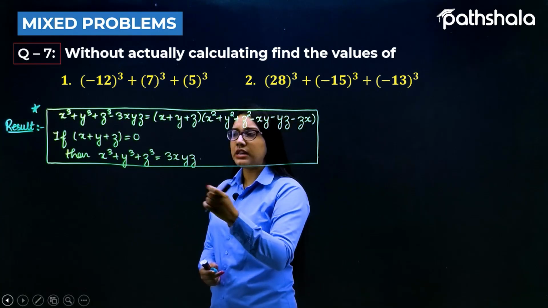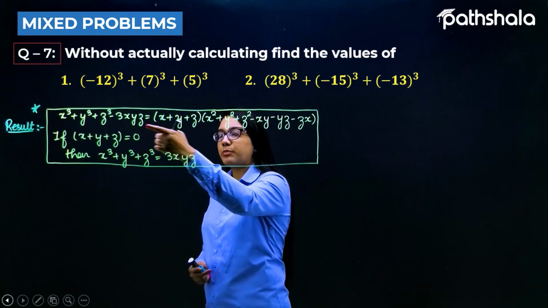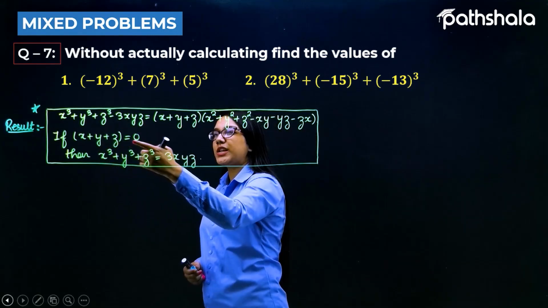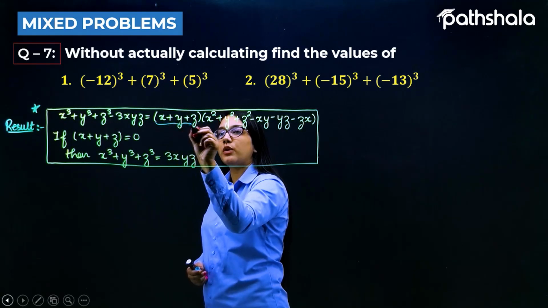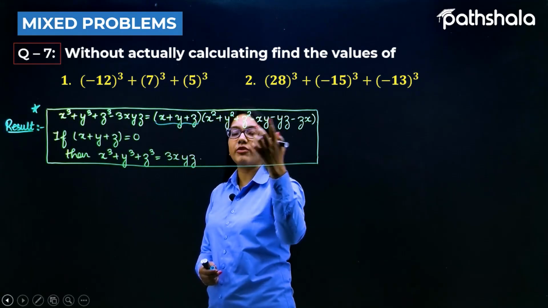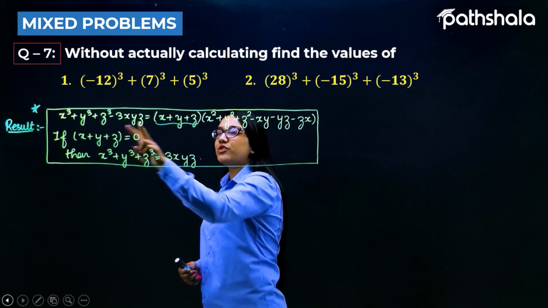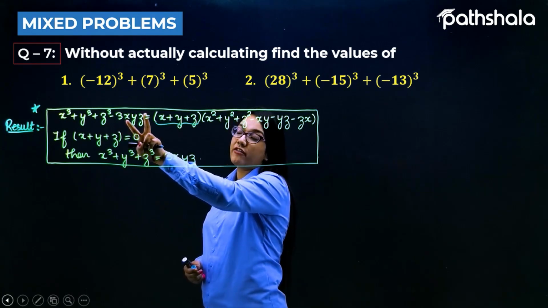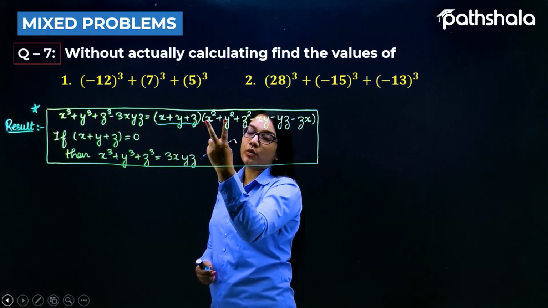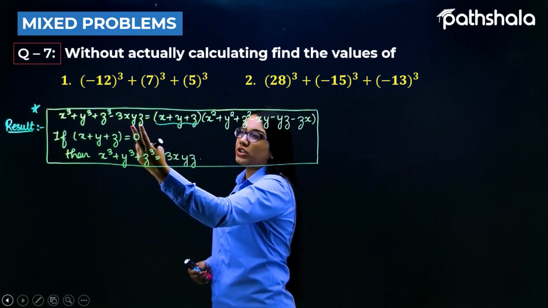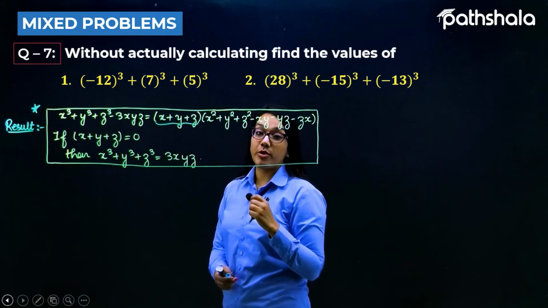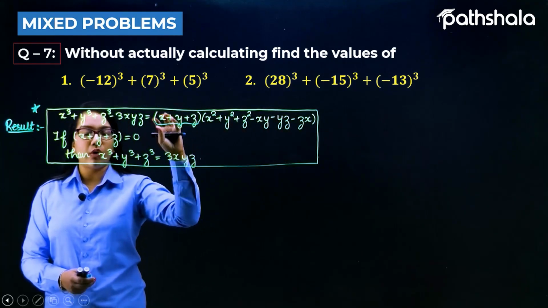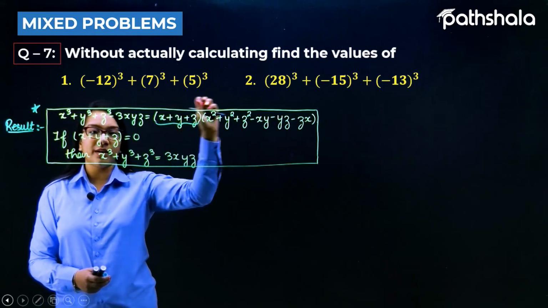And we can also see that in this particular algebraic identity, if x plus y plus z is equal to 0, it means if this term is equal to 0, so 0 into this is obviously 0, and hence the LHS will be equal to 0. So we have transposed 3xyz towards the right hand side. So this can be written in this particular formation at the end. So we are using this result in order to solve part 1 and part 2.